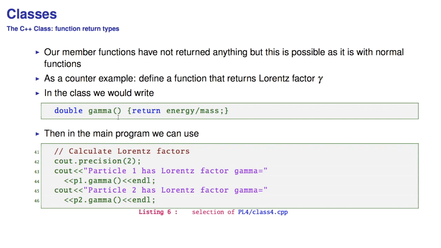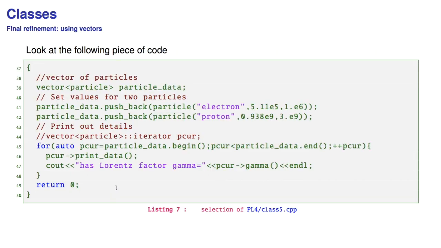Our member functions have not returned anything up to now, but it is possible, as it is a normal function. A good example of that is defining the function that determines the Lorentz factor gamma, which I did over there as double gamma, return energy over mass. Clearly I've got a function that does that. The way I would call it is p1.gamma, and I can output the data that way. So I get a very elegant way to do exactly what I wanted to do before, by calling the class function on that object.